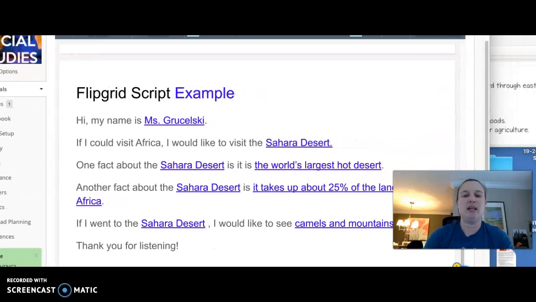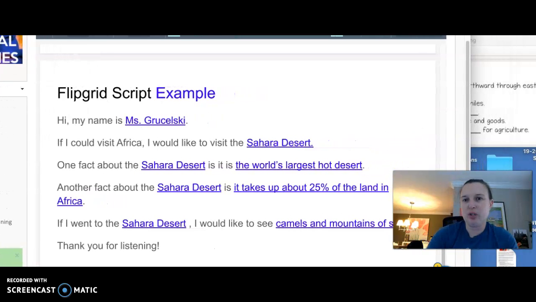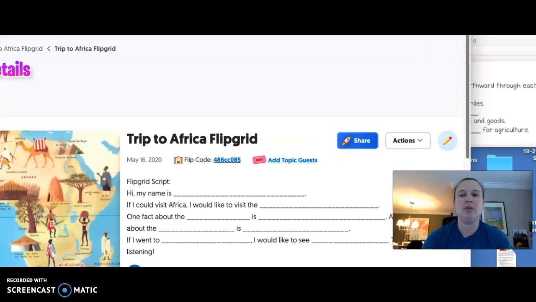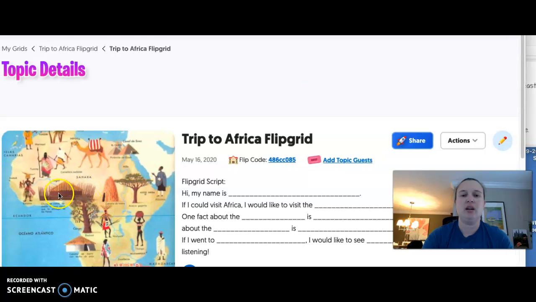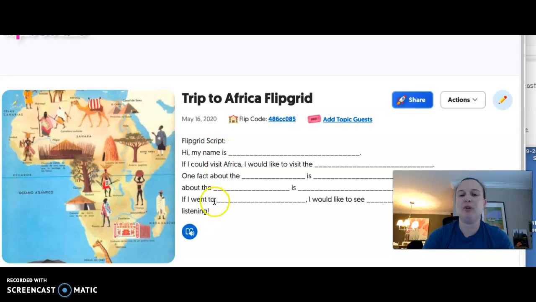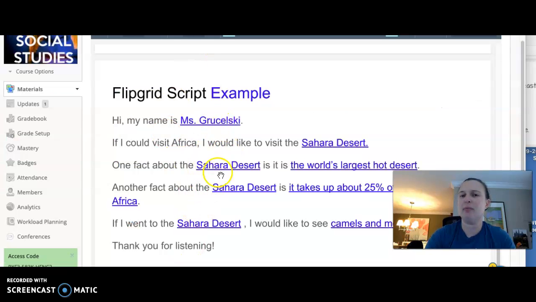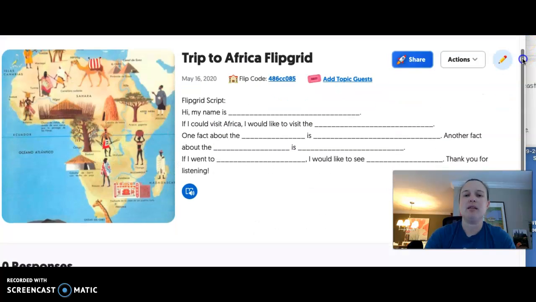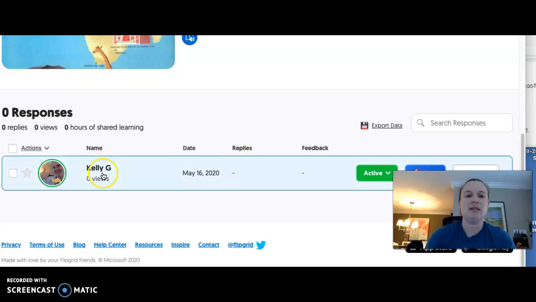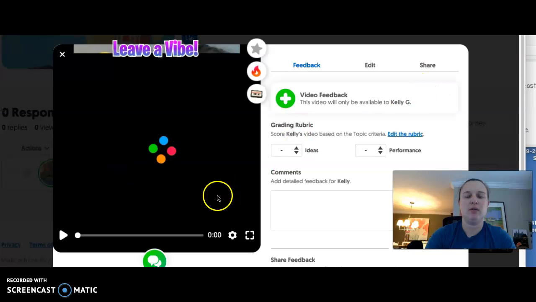I wrote it in here, but rather than read it to you, I'm going to show you my flip grid. I have already recorded it, so I should be able to do it here. This is the flip grid. I put the script on the flip grid so you can look at it. If I were you, I'd probably write it out like how I did. I would probably type it out or write it out so I know what I'm going to say. And then let's see a video.